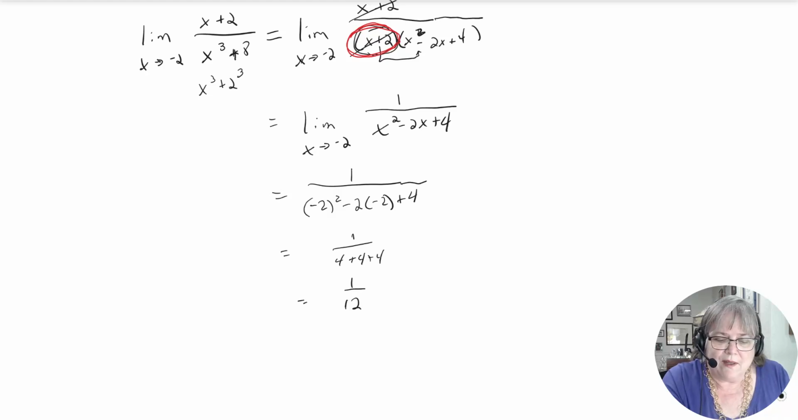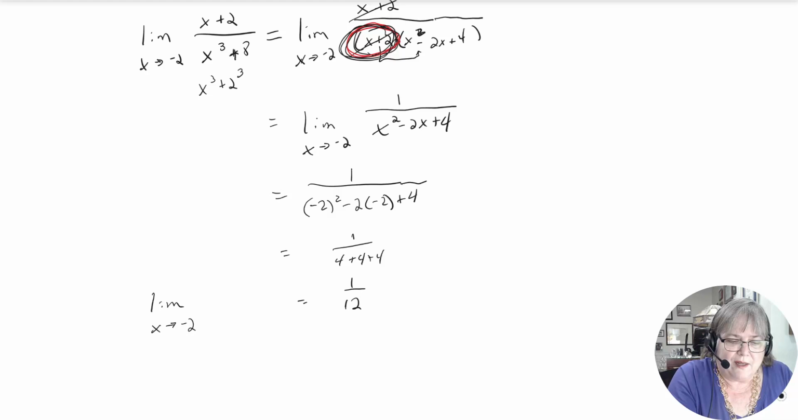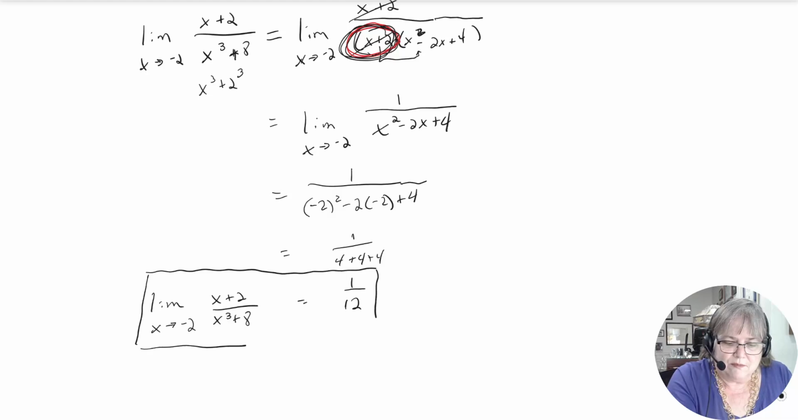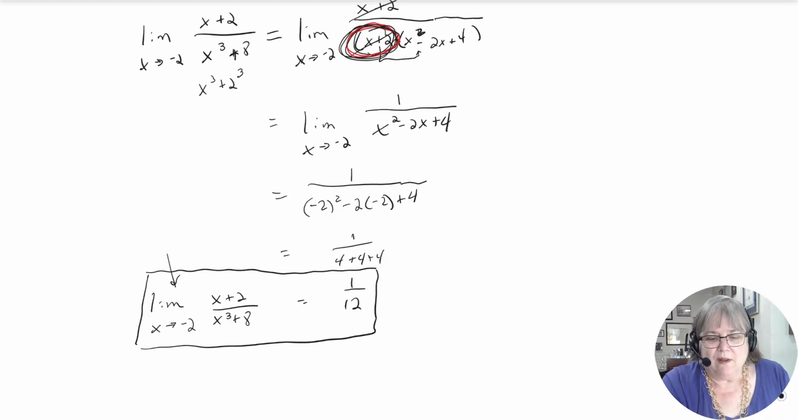This is 1/12. Now there isn't actually a point at -2, 1/12 on the graph. This is a discontinuity, but we can call it a removable discontinuity because I removed this x plus 2 factor that was causing the discontinuity. So the functions behave like each other, but if you graphed it on your calculator and looked at the table, it would give you an error for x equal to -2. For this one, it would give you 1/12.